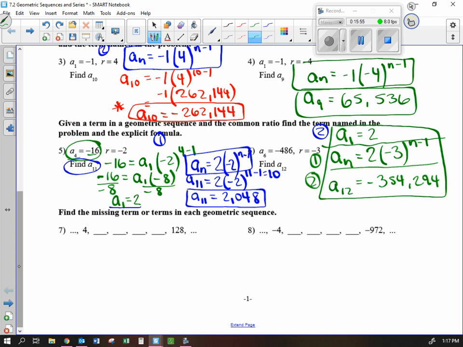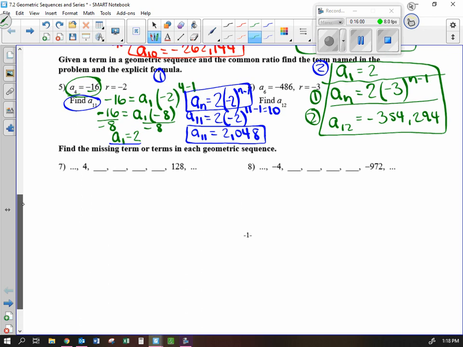So let's move down to number 7. Looking at this sequence, we have our a sub 1 is 4, and we're missing a sub 2, 3, 4, 5, and a sub 6 is 128. In order to fill in these missing terms, we're going to have to figure out what our r is, so then we can either multiply or divide. Here, I would guess we're multiplying, from 4 somehow to get to 128. And this is how we're going to do that.